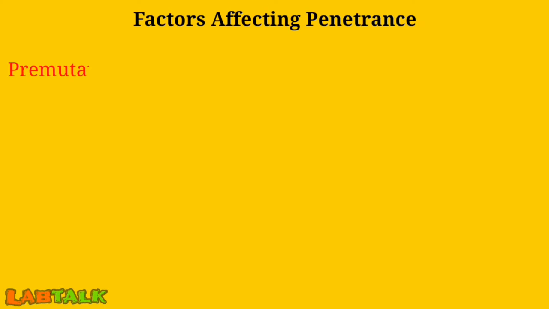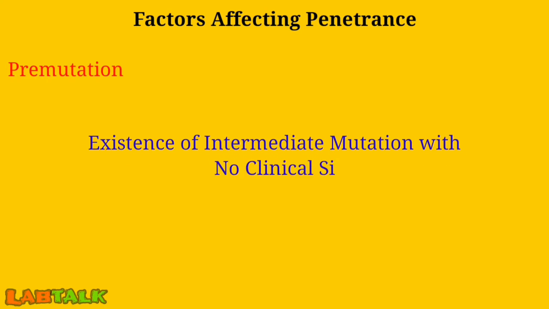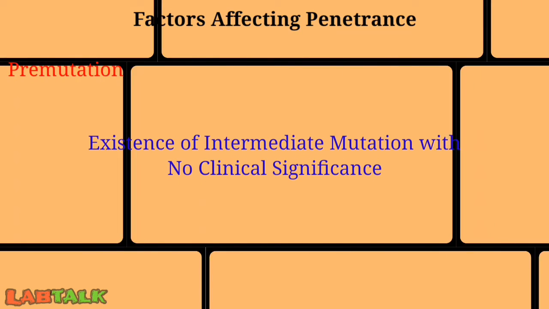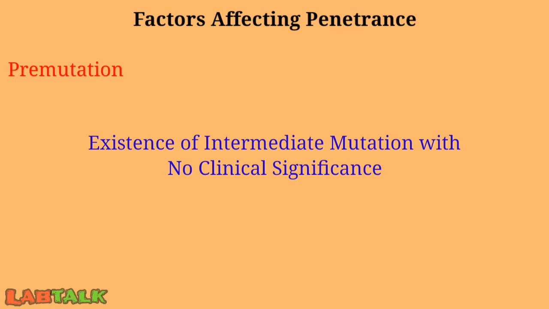First is premutation. The incomplete penetrance in this case is due to the existence of an intermediate state of mutation with no clinical expression. The mutation may change from one generation to another. Therefore, a normal individual with a premutation may have several affected children in whom the mutation is fully penetrant.